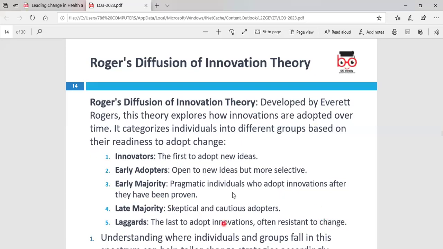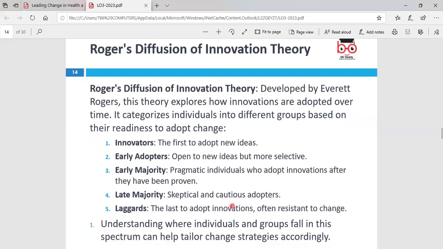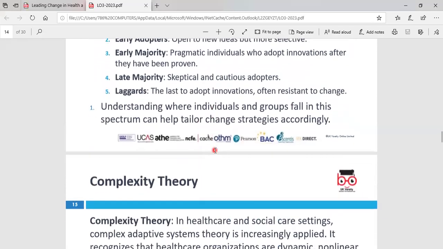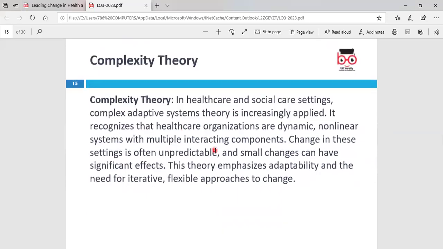So there are different people who behave in different ways when there is a change brought about. And when you have an understanding of where different stakeholders fall in within this, you have a better idea of understanding what's going to happen next in your next change.